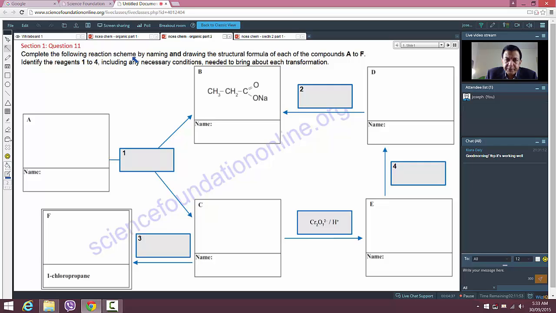Okay. It says complete the following reaction scheme by naming and drawing the structural formula of each of the compounds A through to F, including any necessary conditions needed to bring about each transformation. We are starting off with a certain compound here, and you do something to it, and then we produce the sodium salt of propanoic acid. But that's not the only product. Doing reaction 1 with this substance produces the sodium salt of propanoic acid as well as something else.